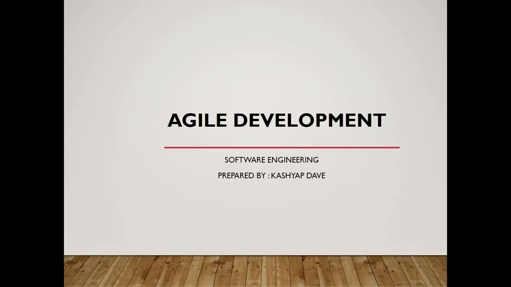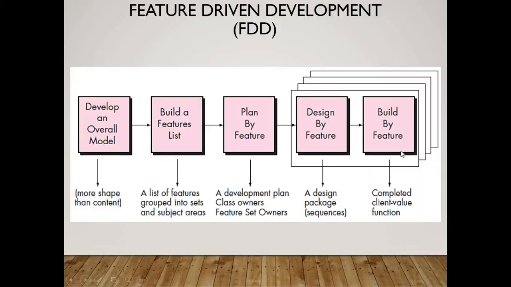In today's video lecture, we are going to discuss another agile development model. In the previous video lecture, we discussed the Scrum model. Now we will discuss the Feature Driven Development model. It's called FDD. In it, there will be five overall phases.